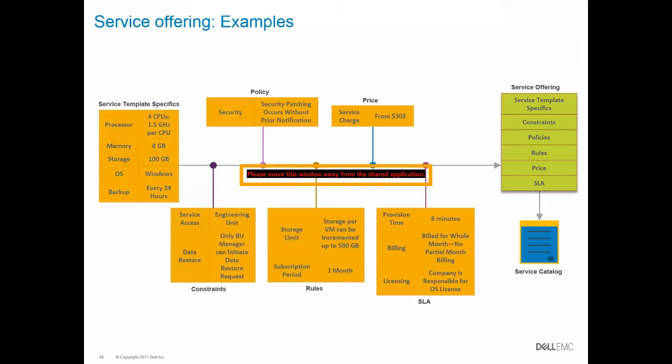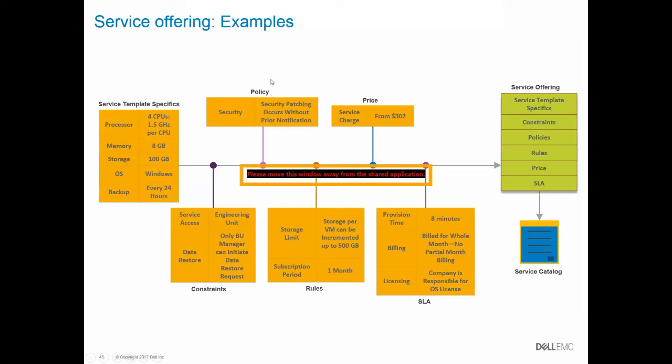Let's say you are asking for a service, and this is like purchasing or renting a virtual machine. If you can see here, we want 4 CPUs. We can choose the speed of the CPU, how much memory, how much storage, and what kind of operating system, which is Windows here.